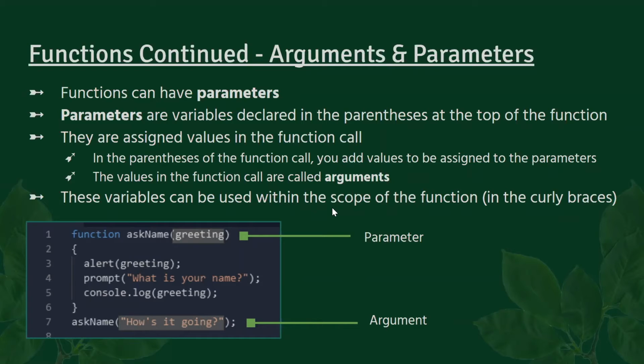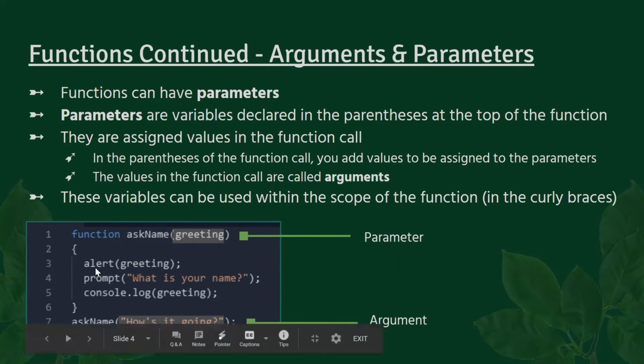Let's go through this in normal English. Function ask name greeting. This is our parameter. Our parameter is a string variable called greeting. Yes? So it's not an integer. It's not a Boolean. It's a string variable called greeting. And we know it's a string variable because we know it's going to be printed out, and we can see it over here.